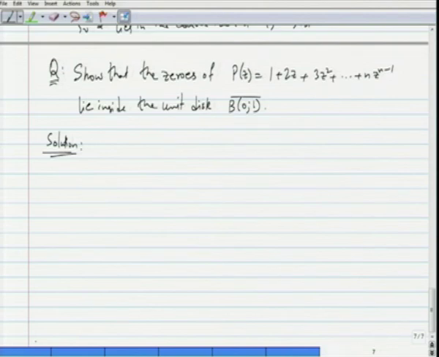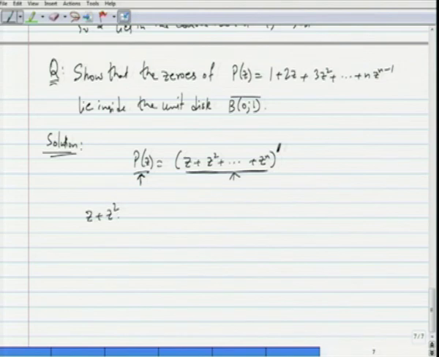Okay. So, notice that P of z looks like the derivative of z plus z squared plus so on until z power n. Okay. So, that prime means a derivative. Okay. So, P of z can be thought of as the derivative of that polynomial. And then we will use the Gauss-Lucas theorem, which says that the zeros of P of z lie in the convex hull of the zeros of this polynomial. Okay. And so, let us concentrate on this polynomial within the parentheses.